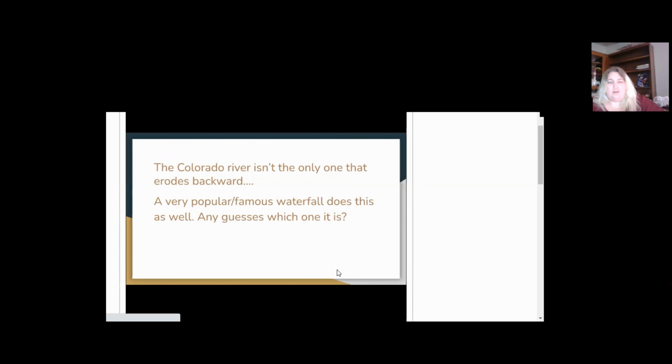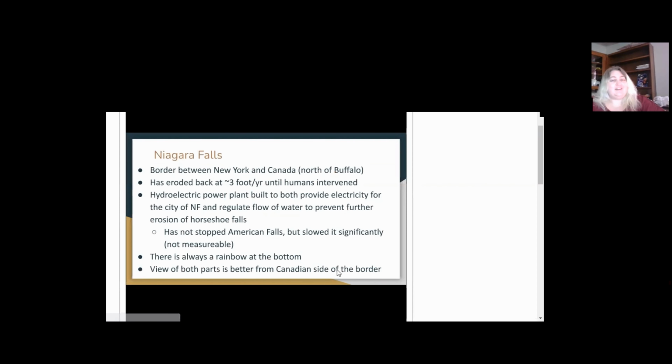It's a huge waterfall that's super famous. People get married there a lot. Guesses? Okay, hopefully you got it right. It is Niagara Falls. This is on the border between New York and Canada. It's just north of Buffalo. It eroded back about 3 feet a year until humans stepped in and intervened, and it's maintained its rough structure and area for quite a few years since then.